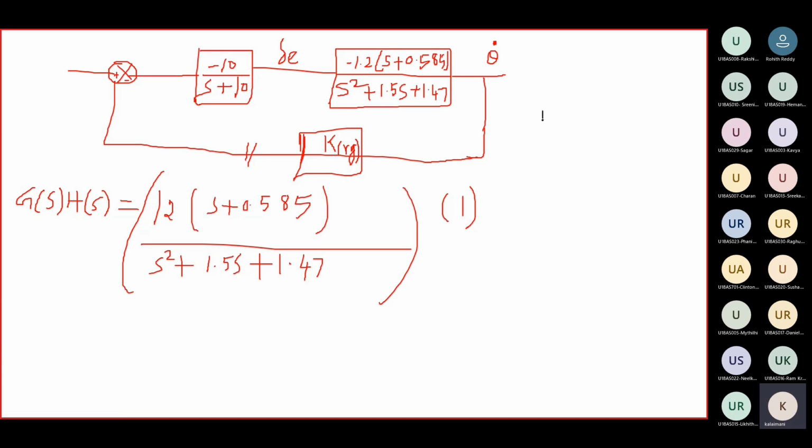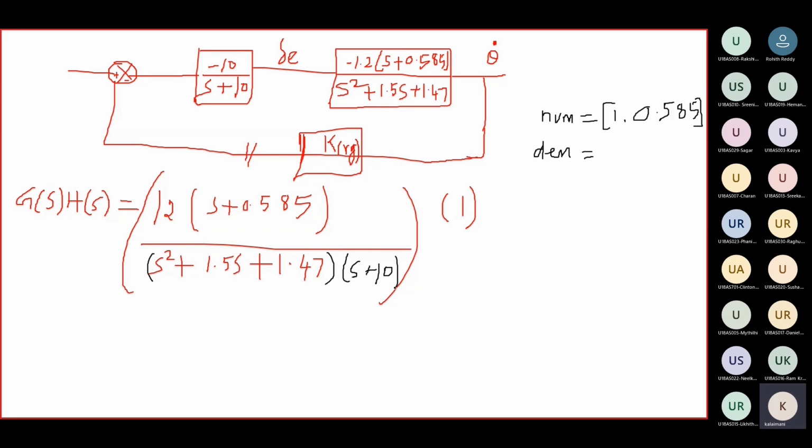For your numerator is equal to, what is your numerator transfer function? The coefficient of s is 1, use open bracket 1, then the constant term is 0.585, then your denominator is equal to, this is, and also we will get s plus 10. Yes, this is a multiplication.